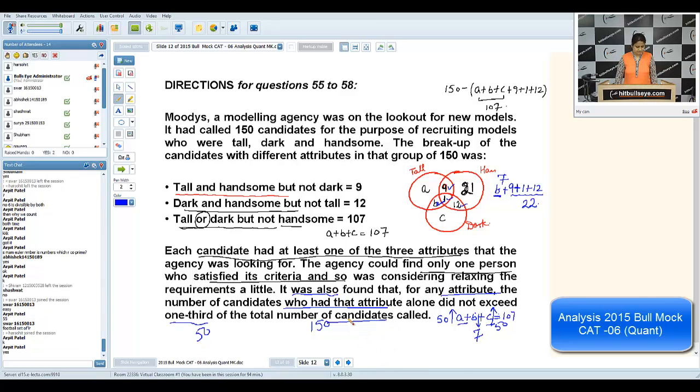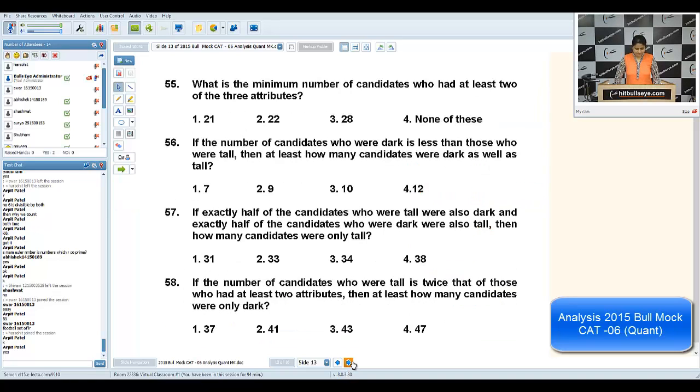Okay. Rest of the questions were similar. Either you have to minimize or maximize something. The same concept we will apply. Okay, let us move.